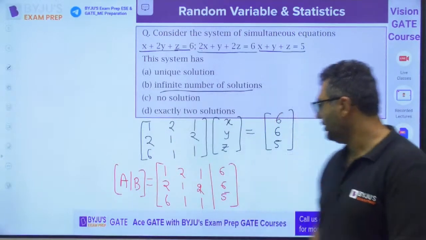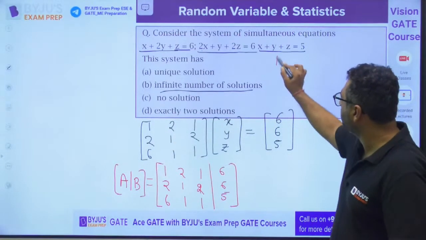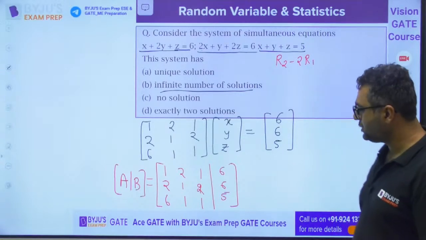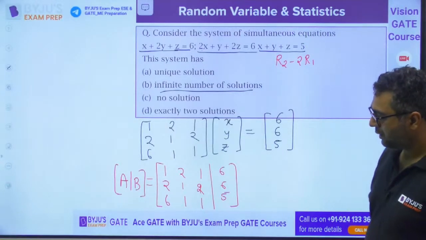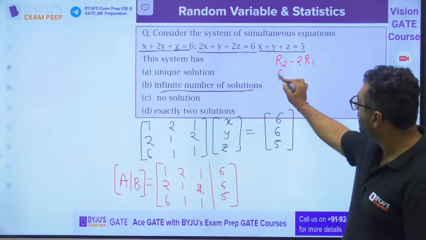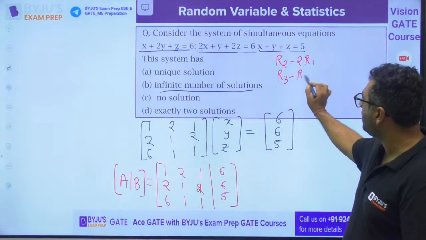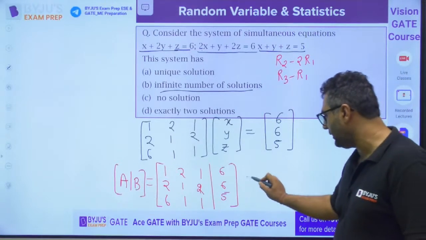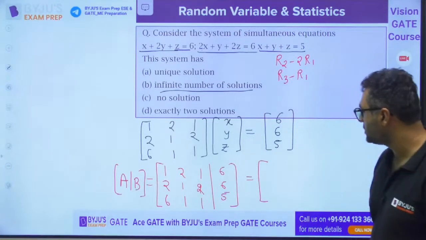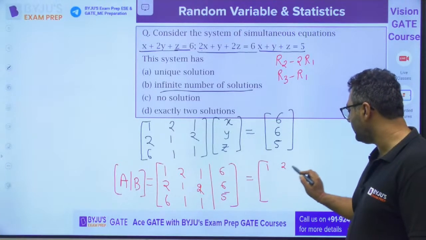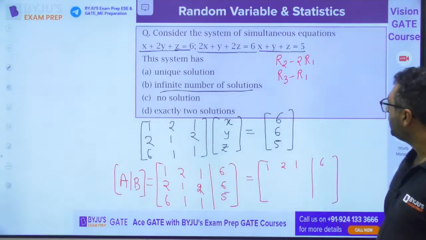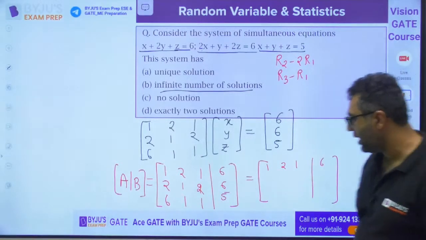Okay. So if we operate R2 minus 2R1 and R3 minus R1, what will we get? We can do the elementary row operations. The first row will be as it is: 1, 2, 1, 6.